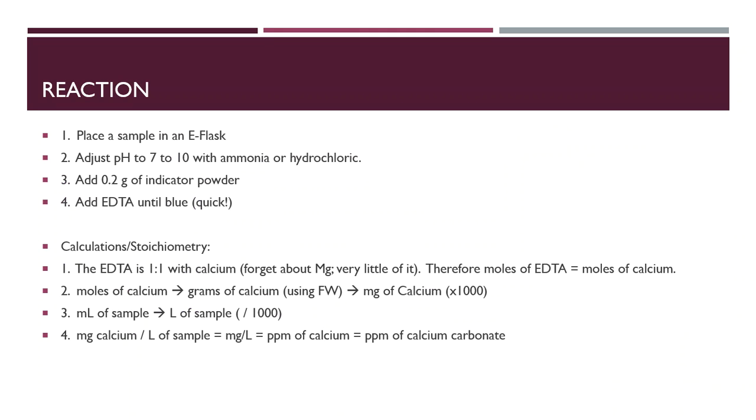So here's the rundown of the lab experiment before I show it to you. We're going to place the sample in an Erlenmeyer, and then we're going to make sure that we adjust the pH to 10 with ammonia or hydrochloric acid. Sometimes the sample might be a little high, or we might overshoot it with the buffer and we got to bring that pH back down, and we do that with the addition of hydrochloric acid. We're going to add a couple of specks of indicator powder. That's another reason that we like the titration, because it's not a liquid indicator, it's a solid indicator. It is not an acid-base reaction. It is a complexometric reaction. And then we're going to add EDTA until it turns blue.